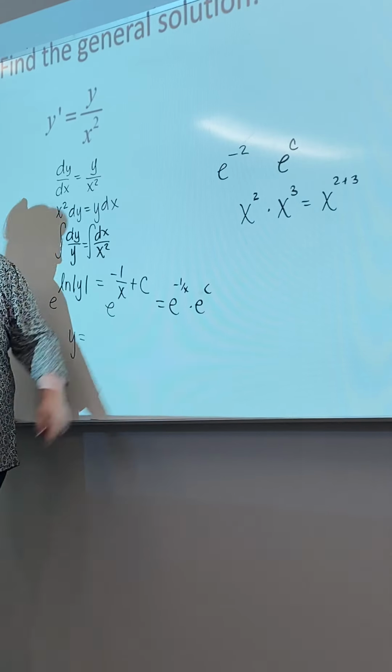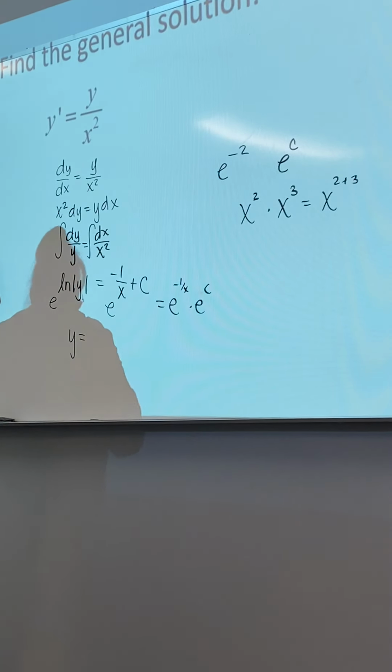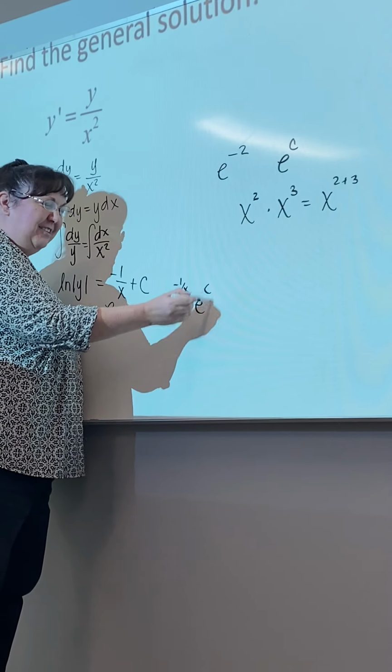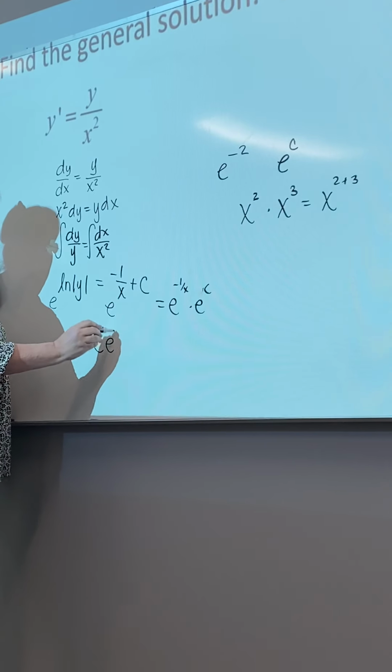Okay, but you told me earlier that e is just a number, right? E is 2.718. E raised to a constant is just a number. It's a constant. That's a different constant. So this is just a constant, so that can be replaced by c. So this is c e to the negative 1 over x.